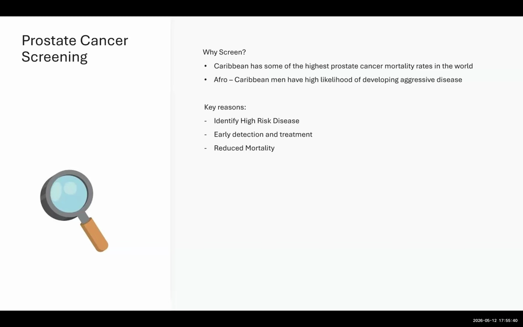You want to pick up cancer in an early stage where it actually has an impact on the prognosis or the mortality. Yeah, thanks, Nick. Exactly. That's the reason you want to screen.